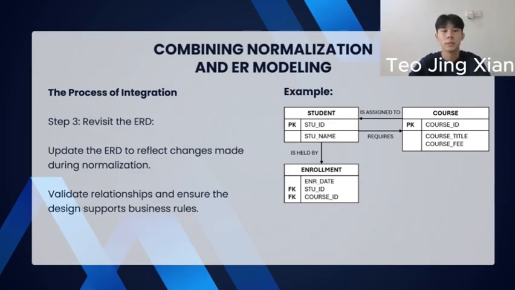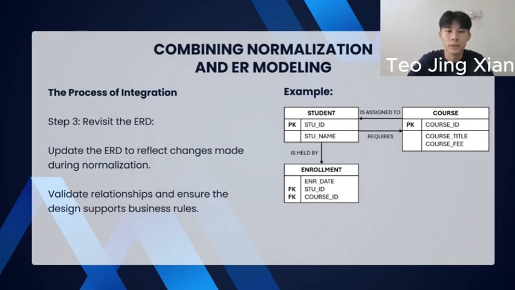The last step, step 3, we revisit the ER diagram. We update the ER diagram to reflect this change. The enrollment table resolves the many-to-many relationship, while student and course store data specific to their roles, ensuring the design aligns with business rules.